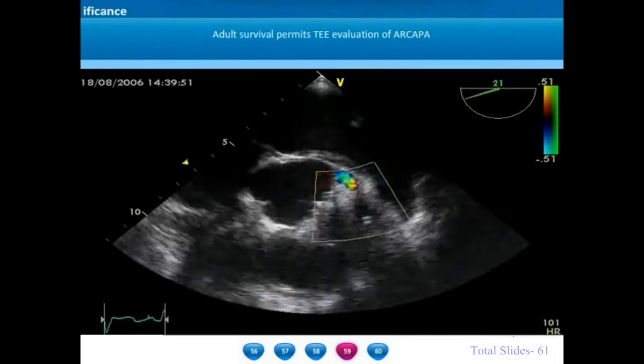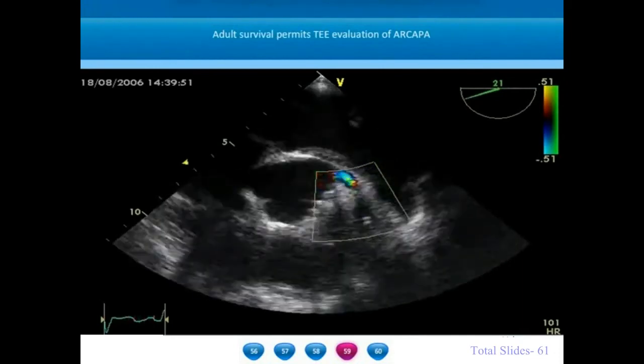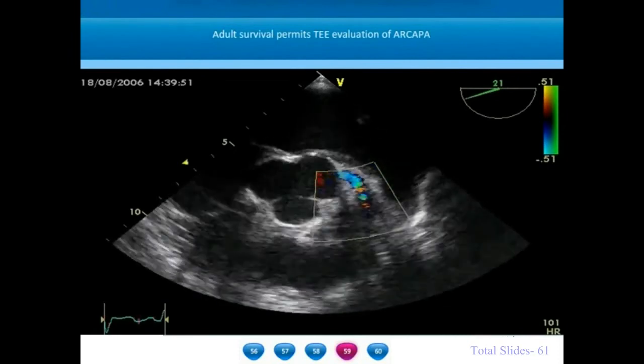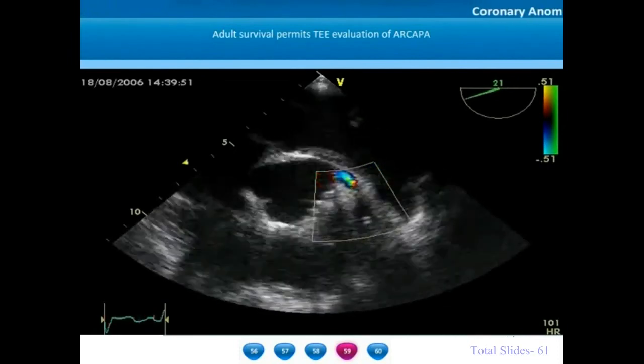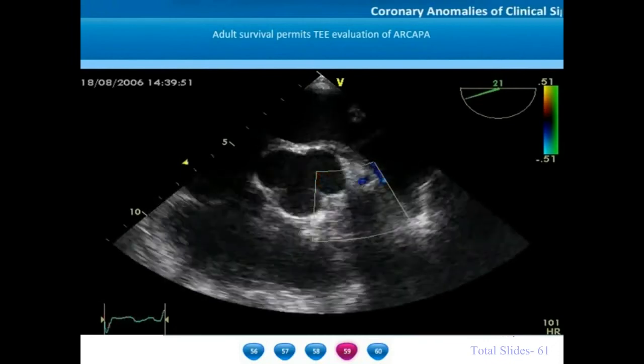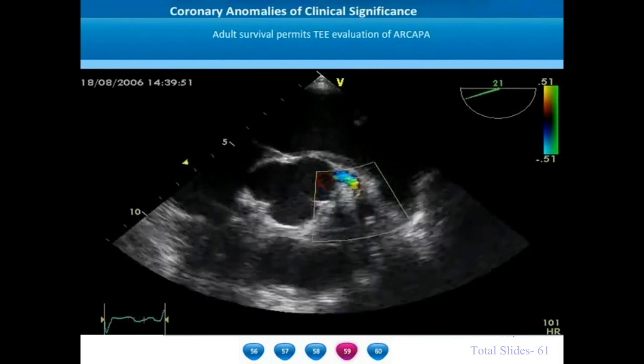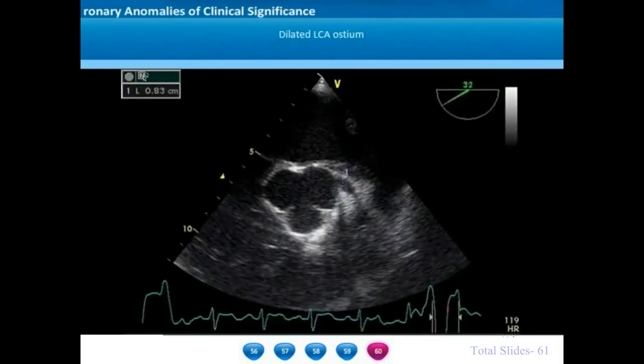You can see a brisk flow in the left coronary artery and a brisk flow in the left anterior descending coronary artery, which is arising from the LCA. There is no right coronary artery origin that is seen in the right coronary sinus. When we measure the left coronary artery ostium, it is so dilated, it's almost around 8 millimeters.